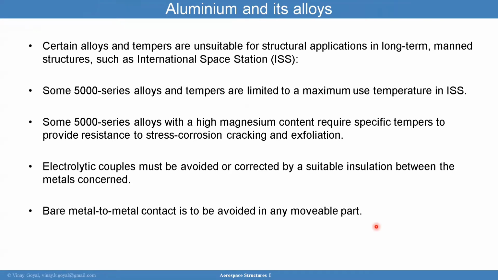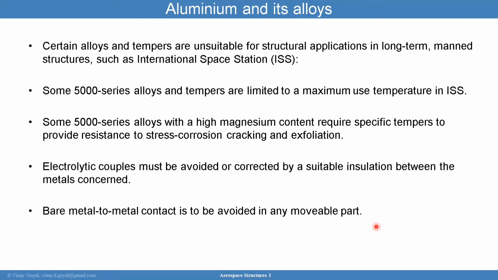They're not suitable for structural applications in long-term environments, and that includes the ISS, International Space Station. Want to make sure that's clear. Some 5,000 series alloys and tempers are limited in maximum use in the International Space Station, as an example. The 5,000 series alloy has a high magnesium content and requires specific tempers to provide resistance to stress corrosion cracking and exfoliation. So very important to keep that in mind.